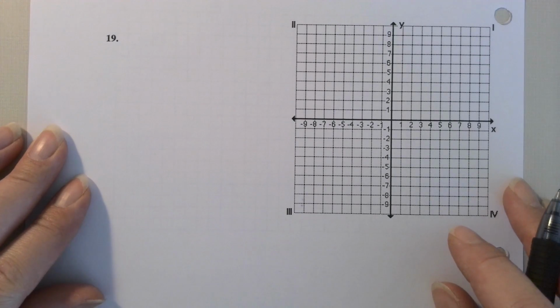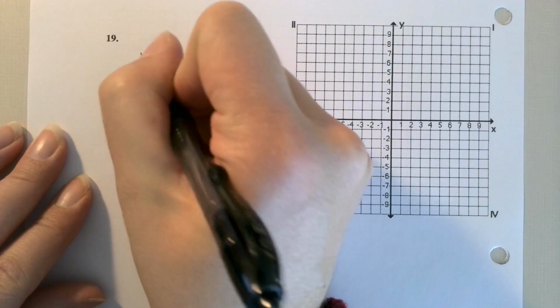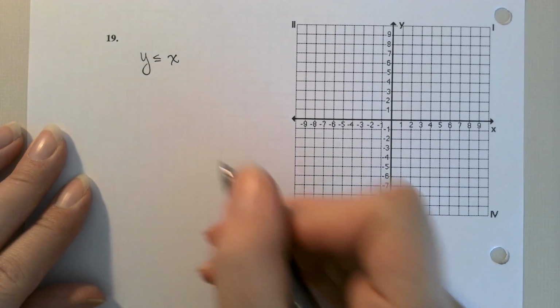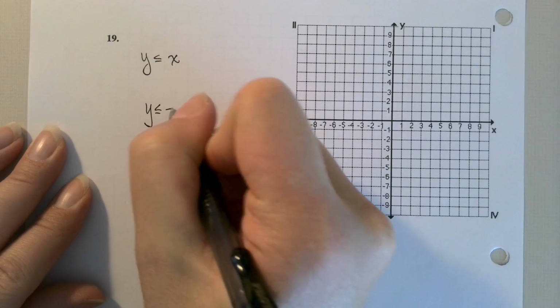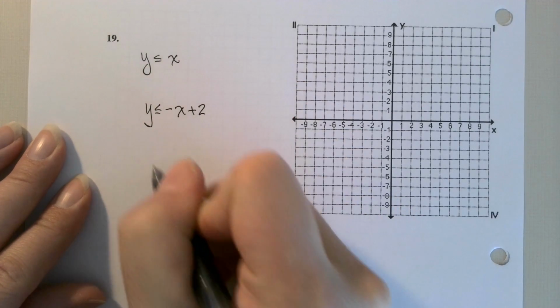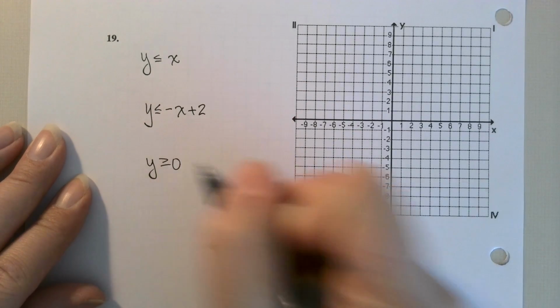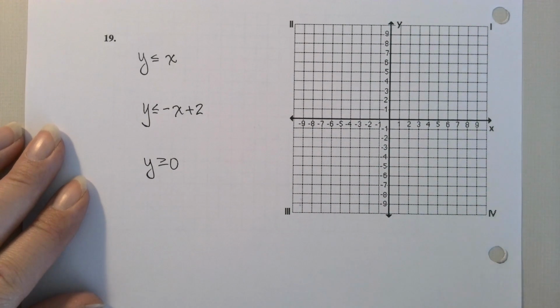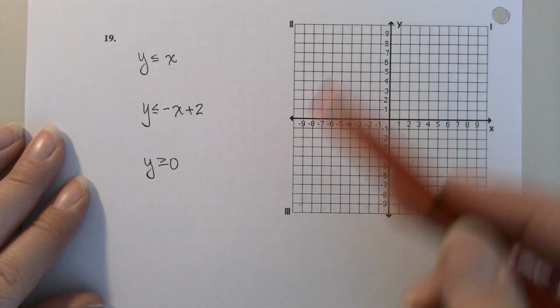So problem 19 has 3 inequalities. The first one is y is less than or equal to x. The next one is y is less than or equal to negative x plus 2. And y is greater than or equal to 0. So I like to double check, make sure I've transferred them correctly, and then we're going to go ahead and graph these 3 inequalities just like we would individually, but we're going to look for the final overlap.